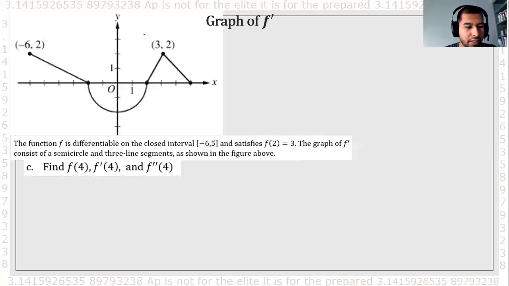Alrighty. Let's go ahead and do this one. Same graph, but this is part C. So find f of 4, f prime of 4, and f double prime of 4.